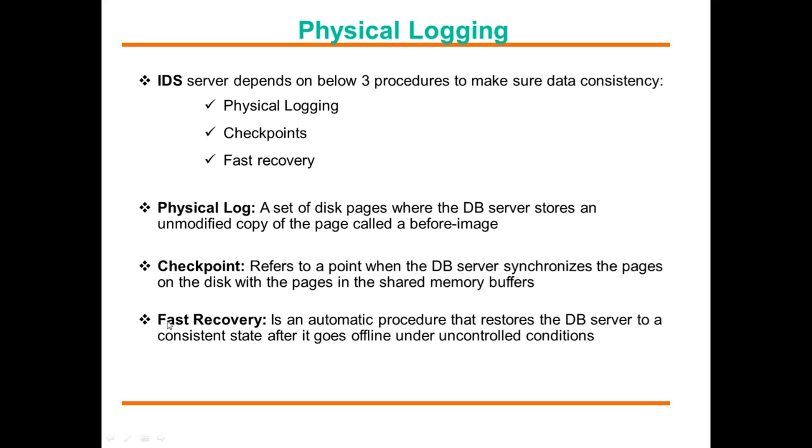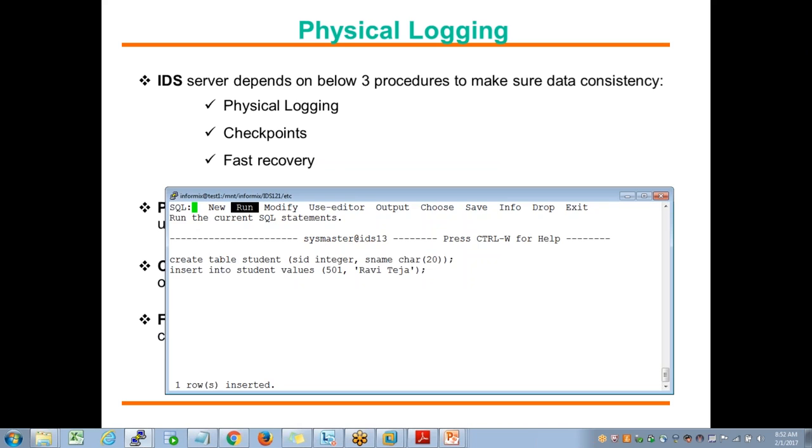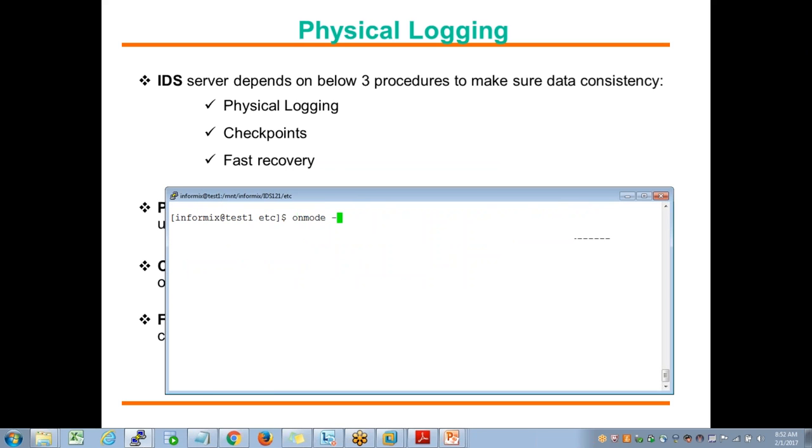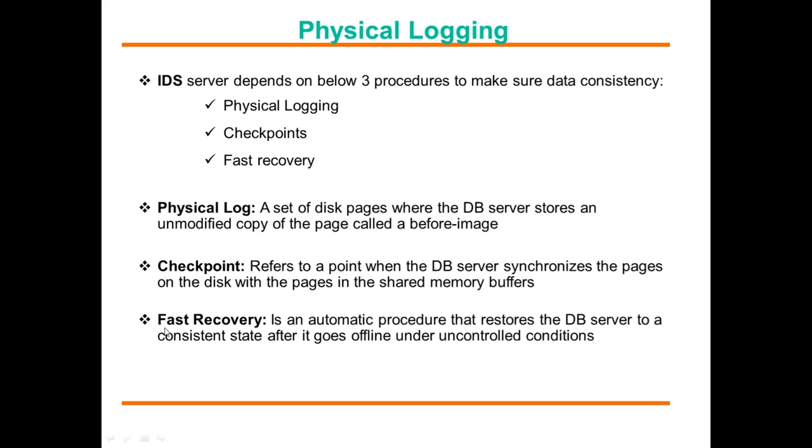So the third concept is called fast recovery. This is also called instance recovery. In scenarios like when you say onmode -kuy, it's like an abrupt stop. So when you say oninit -v, it is going to run some kind of instance recovery in the backend. I'm skipping that for now. We'll talk about it in the backup and recovery classes. So just understand this: there are three procedures that guarantee data consistency, out of which the physical log plays a crucial role.